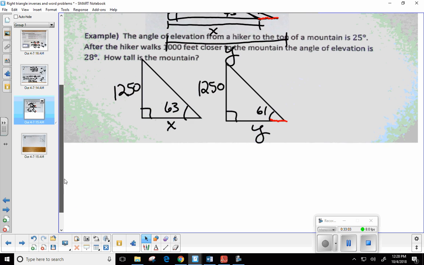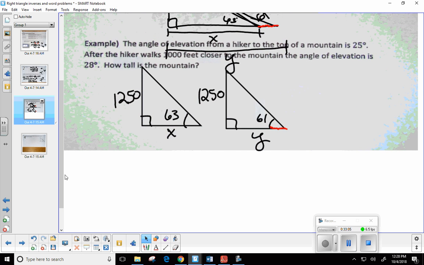Based off of what we have right here, is everybody okay to notice this problem is very similar to the one I just worked with you with the two shifts? Is everybody okay with why the base angles are 63 and 61? Does that make a little more sense? What do we call that again? It started with T? Transversal. Okay. Nice.